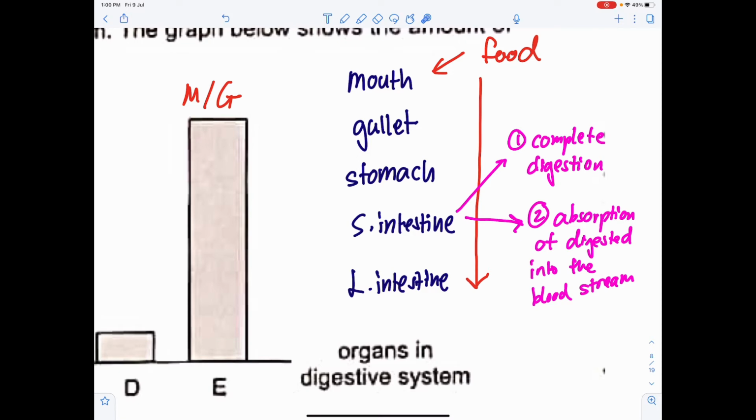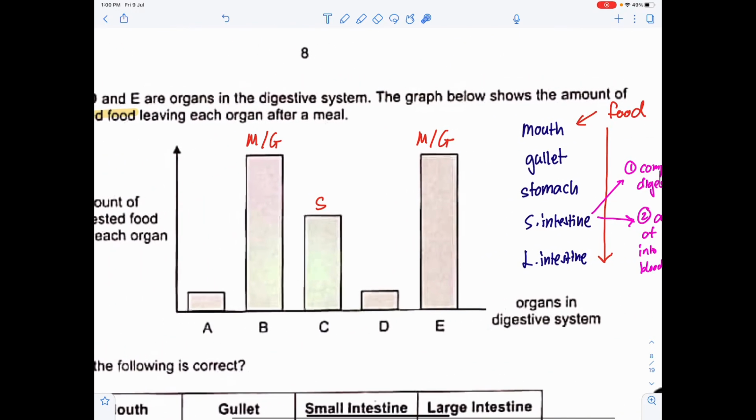Okay? Now, since your small intestine has already completed the digestion, the amount of undigested food that goes into the large intestine and when it leaves should be the same. There should be no more change, because no further digestion can happen in your large intestine. Since the digestion process completes in the small intestine, when you zoom back into the question itself, you will know that your A and your D could either be your small intestine or your large intestine.